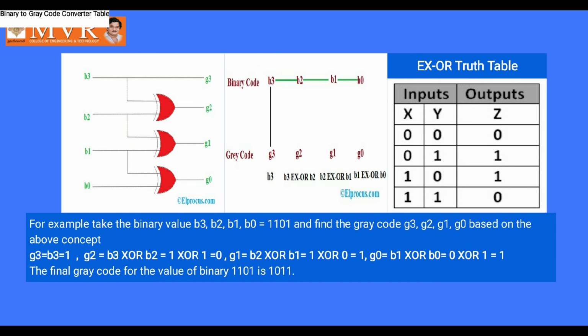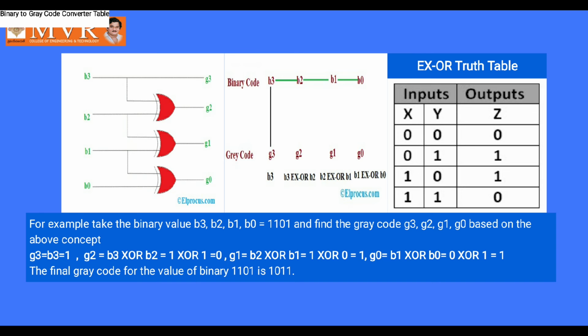So when you perform XOR between 0 and 1, the output will be 1. So G0 is 1. That's why G3, G2, G1 and G0 combined together, if you write, you will get 1011. So the equivalent binary value 1101, its gray code is 1011. This is the way how you get the gray code expression for given binary.